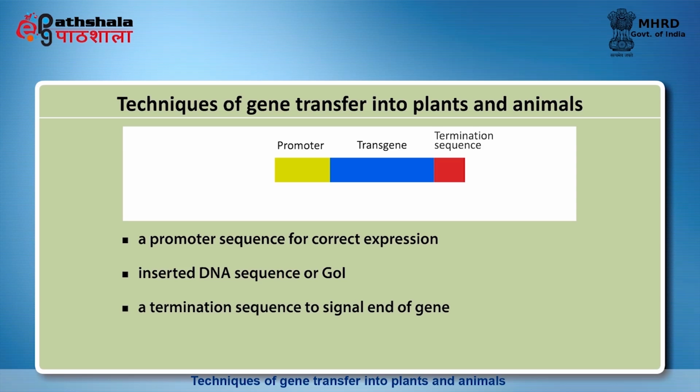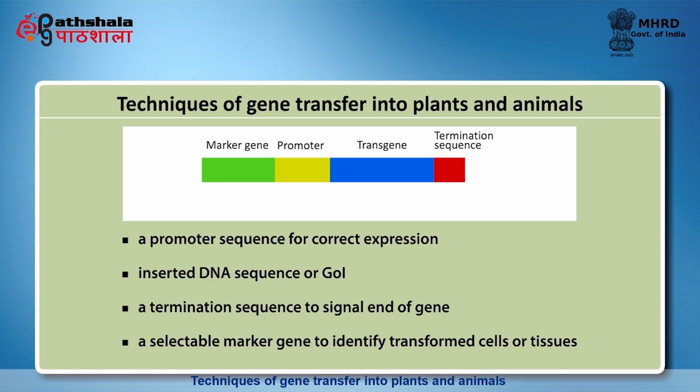We also require a termination sequence to signal the end of the transgene, and finally, a selectable marker sequence to identify and select the successfully transformed cells or tissues. Together, all these components constitute the complete insert that is put into the host organism.